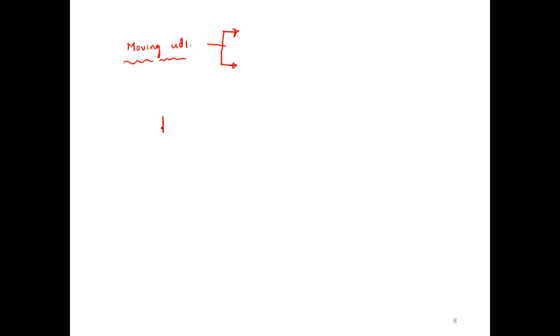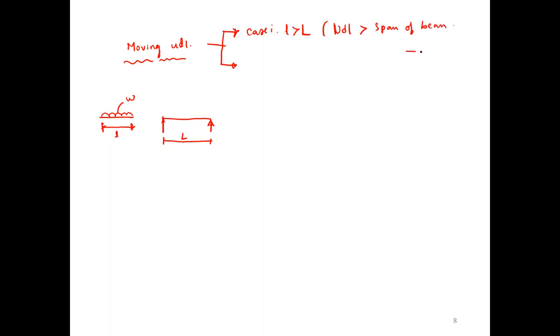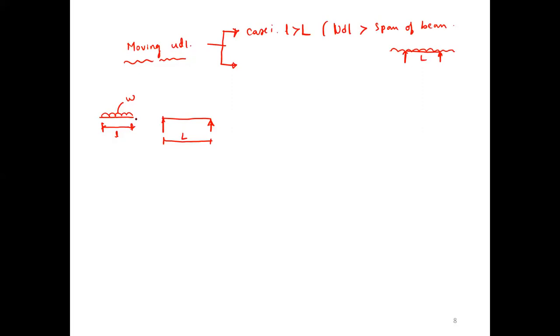Say you have a simply supported beam of span L, and a load of intensity W with length small l. In case one, small l is greater than capital L. What does it imply? The UDL length is greater than the span of the beam. If you have a beam like this, the UDL extends beyond it like this, and here there's no support. So the condition is small l greater than L.